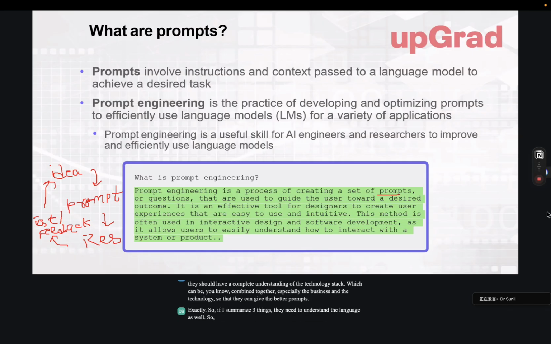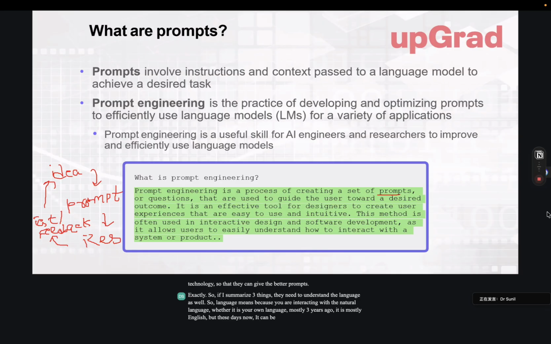Language means, because you are interacting in natural language, whether it is your own language. 3 years ago it was mostly English, but these days it can be a local language or maybe a prominent language like Spanish, German and all that. But at that time, language, your domain and the tech, right? This is the combination of top three skills they were expecting. And even now, it doesn't mean that it is going away.